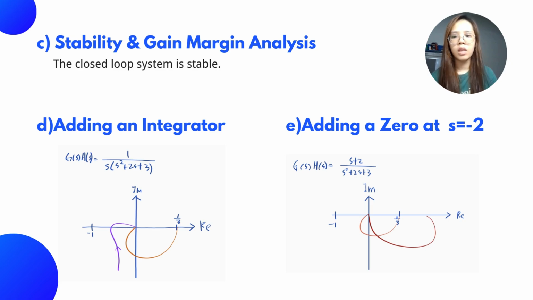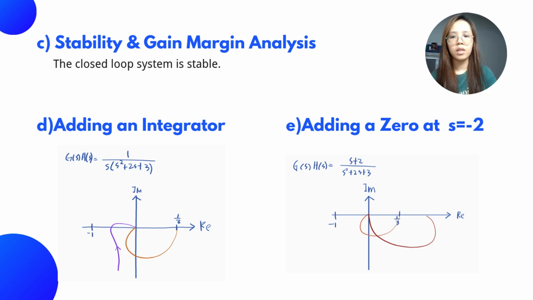Next, for D, when an integrator is added to the forward path of the system, the closed loop system is stable, but less stable than in question B because adding an integrator introduces an additional -90 degree phase shift, and there is no encirclement of -1, but the plot passes very close to -1. The gain margin and phase margin also decrease.